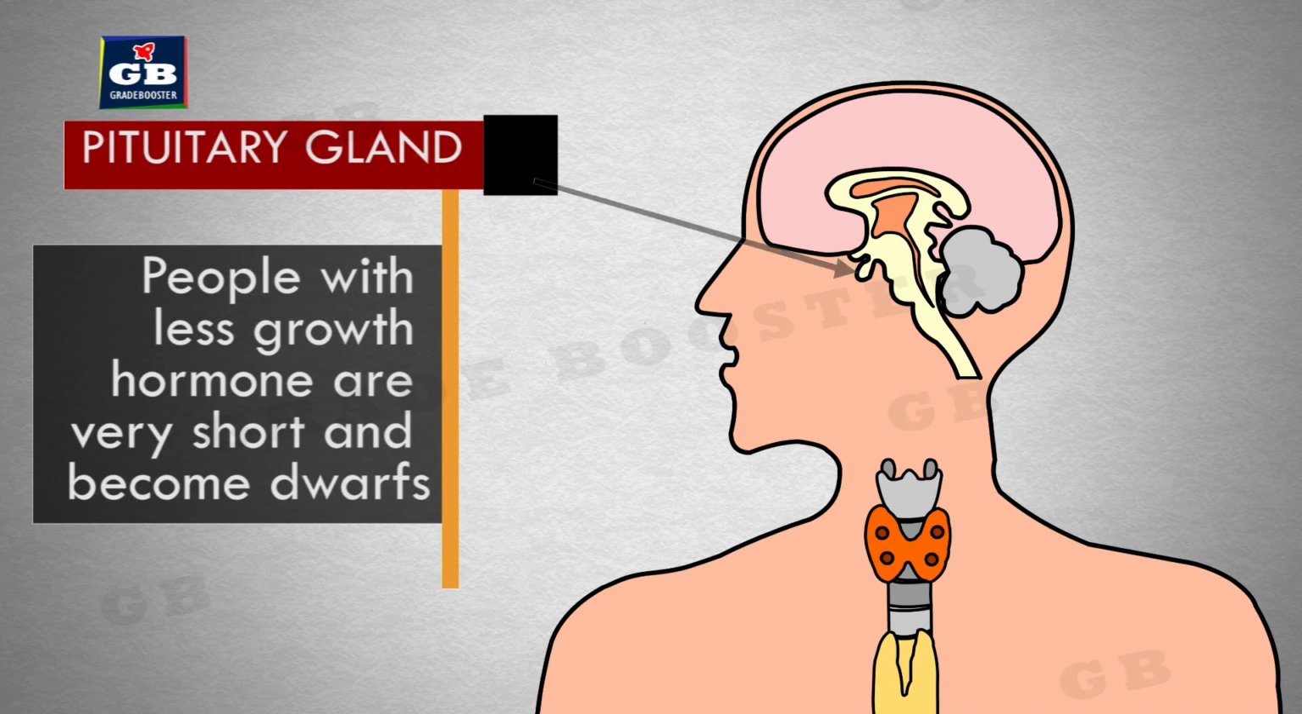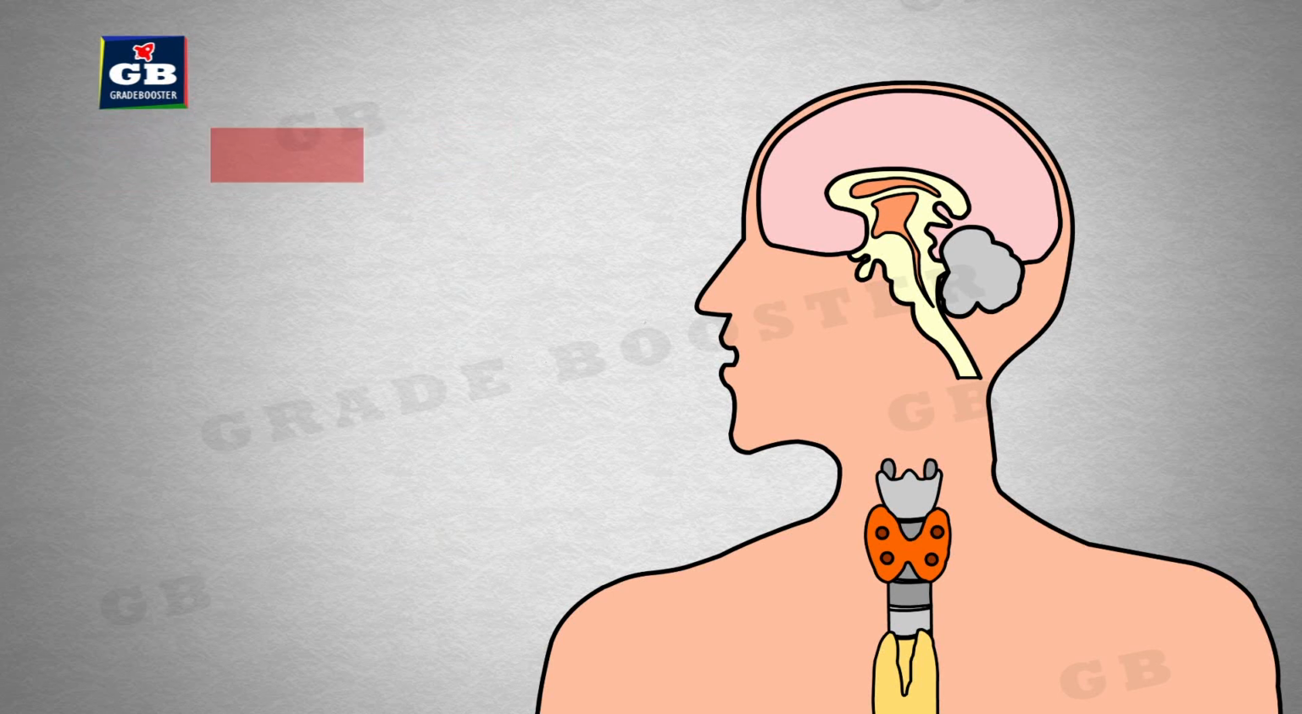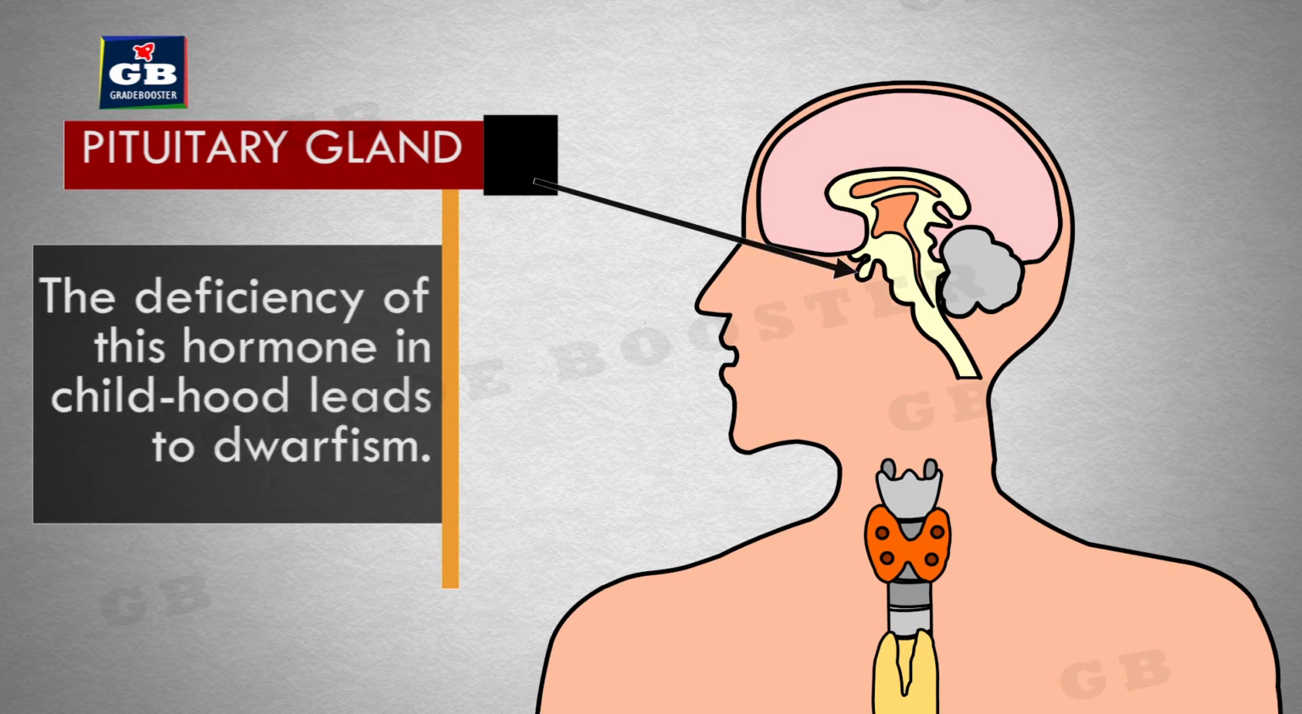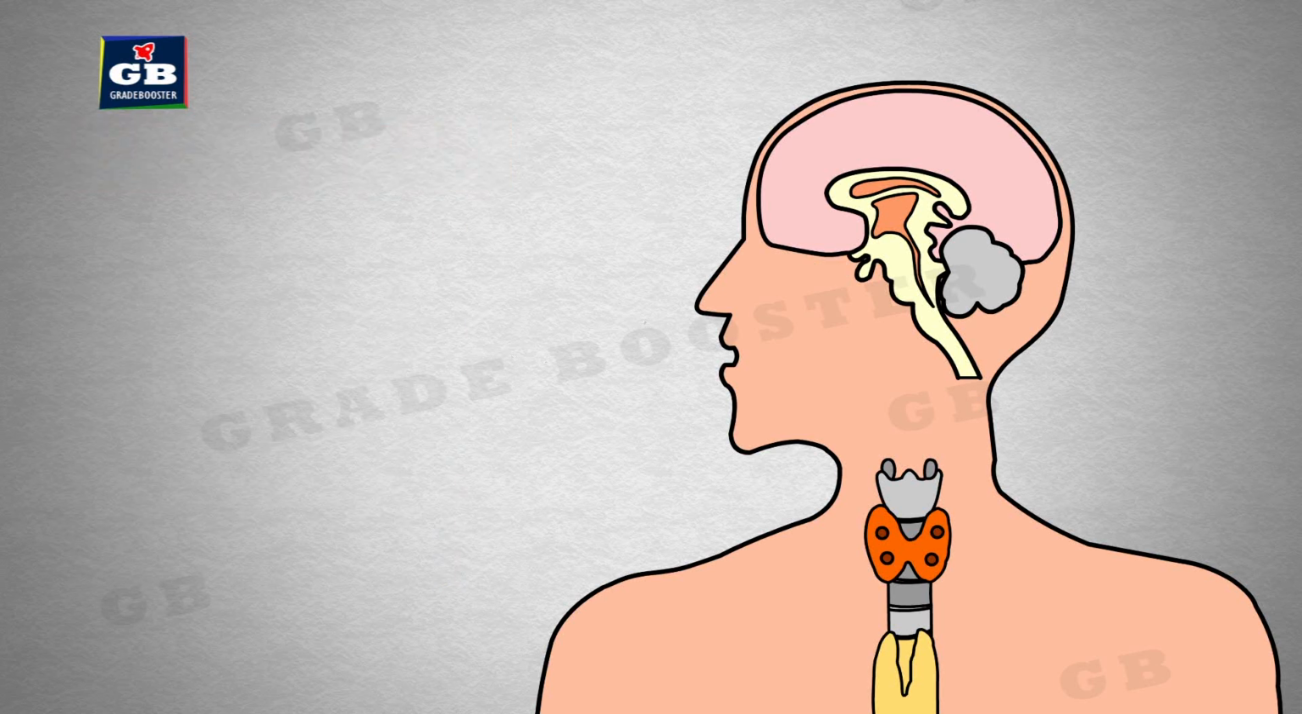People with less growth hormone are very short and become dwarfs. People with excess growth hormone are very tall and become giants. The deficiency of this hormone in childhood leads to dwarfism.